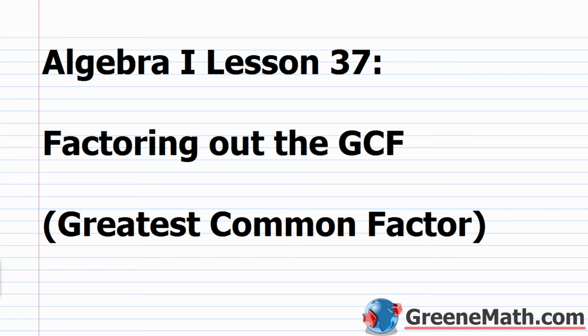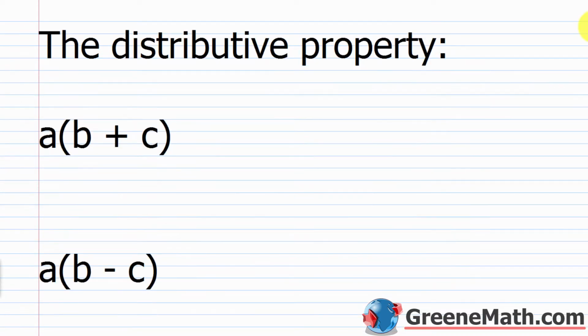In this video, we're going to learn about factoring out the GCF. Again, this is known as the greatest common factor. So basically in this lesson, we're going to learn how to write a polynomial as a product. This process is known to us as factoring. And essentially all we're doing is reversing the distributive property.